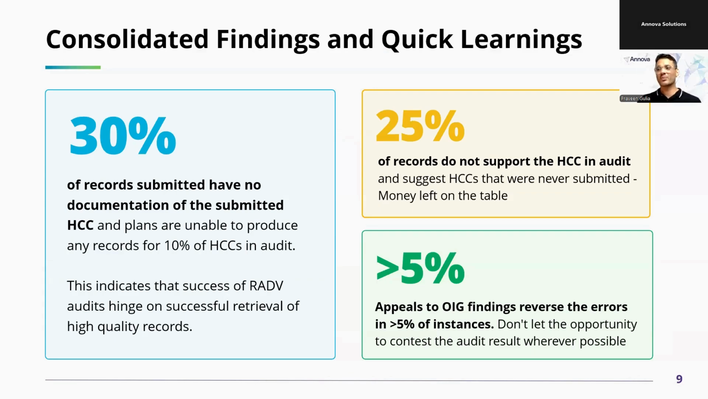And there are almost 10% of HCCs for which health plans are unable to produce any record. These are all 8 years and 9 years old records. So even if I would like to combine this 30 and 10 and say that the success of a RADV audit hinges on the successful retrieval of health records. If a health plan is submitting a record which does not support, or where the ICD is not at all documented, definitely they are not able to find the appropriate health record for that.